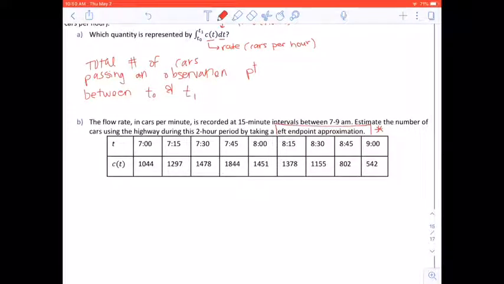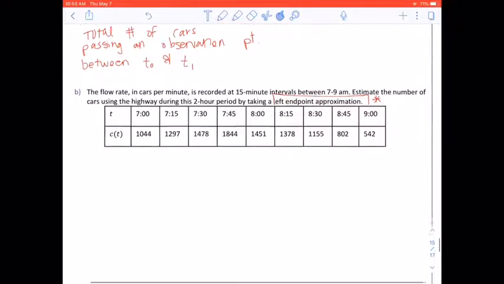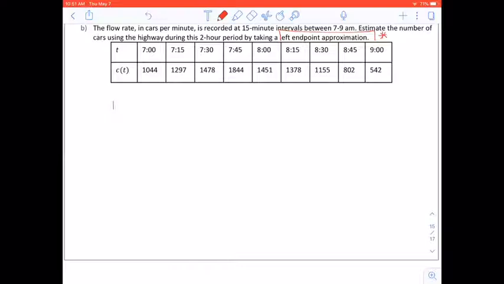So if you start with your left endpoints, the number of cars, and if you want to think about it as a graph, you can totally make a graph. And I don't want to make the whole graph, but we can do part of it. This would be your time intervals. And so it starts at 7. So I'm going to make this be 7. This would be 7:15. We have 7:30, 7:45. And I'm just going to leave this and say dot, dot, dot. Okay, our vertical axis is going to be C of t, which is that rate of flow of cars.